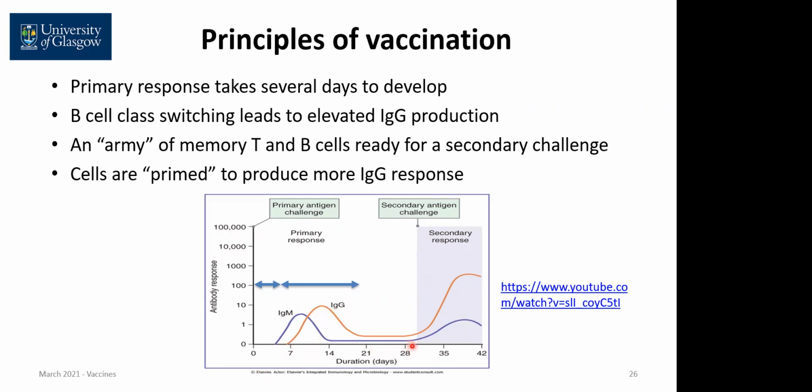So if you move on to 4 to 5 weeks after the primary antigen challenge, this secondary antigen challenge can either be a booster, the booster that you may have to receive for certain vaccines, or it may be you becoming infected with that certain microbial infectious agent.